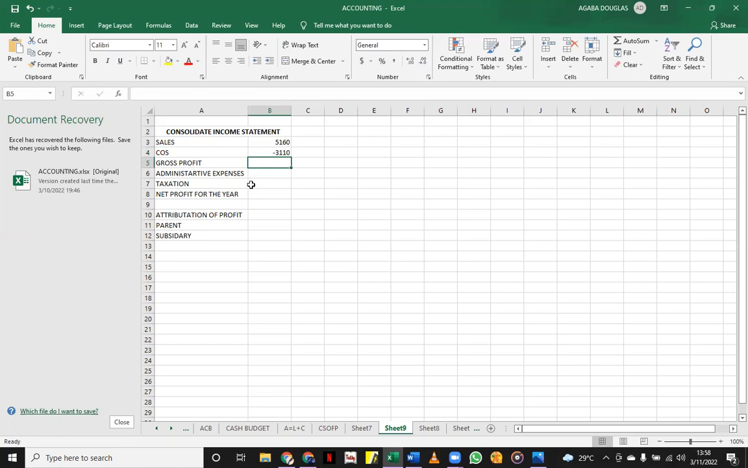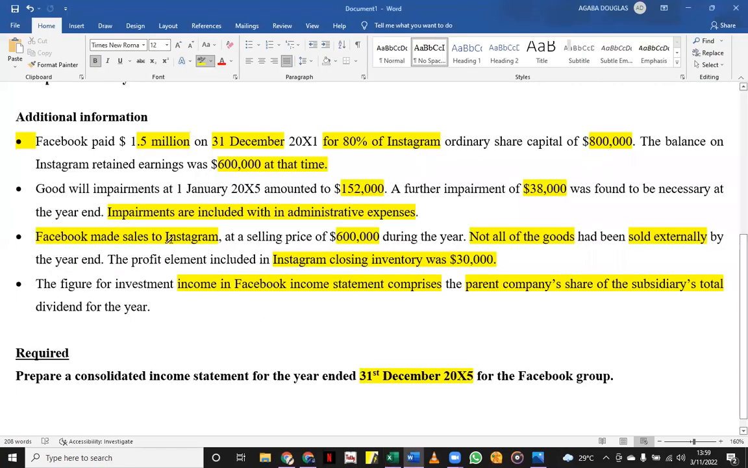And if you're using your calculator, you must have gotten this value. So we'll get our gross profit, just like from the fundamentals, we are told that it is the sales less the cost of sales. And we will get our gross profit as 2,050 shillings.